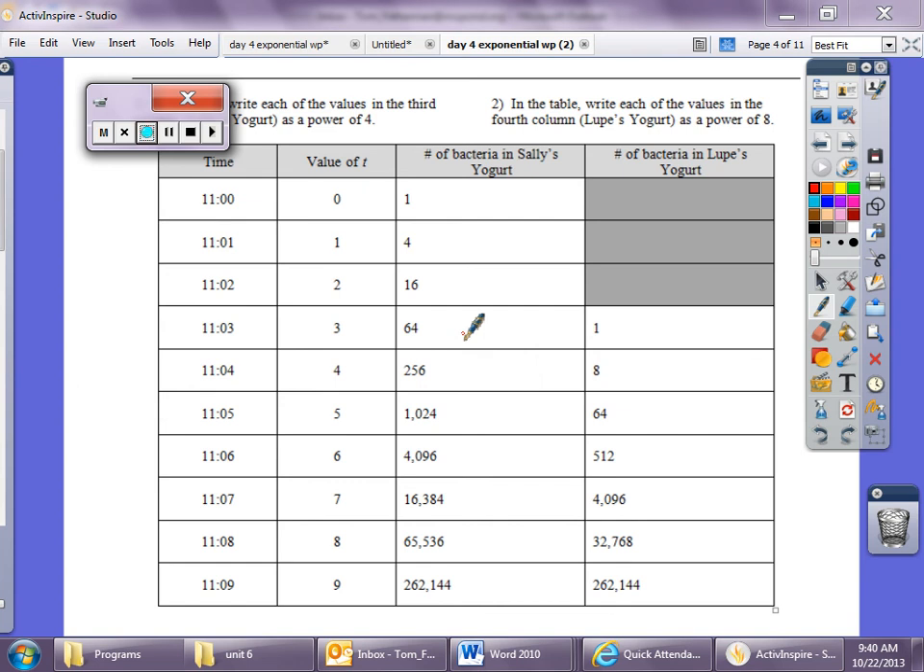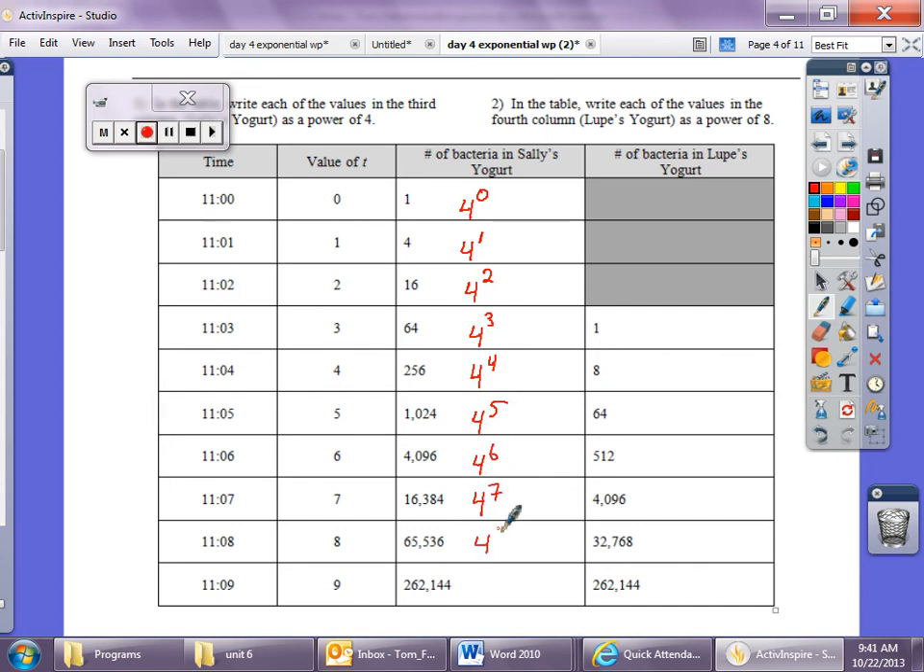Alright, we're going to be using a solution using exponential equations. When we look at this, it says in the table, write each of the values in the third column, Sally's yogurt, as a power of 4. Well, here we have 4 to the 0 power, that'll give us 1. 4 to the first power will give us 4. 4 to the second power is 16, and so on and so forth. So these are all of the powers of 4 that we have for Sally's yogurt here.